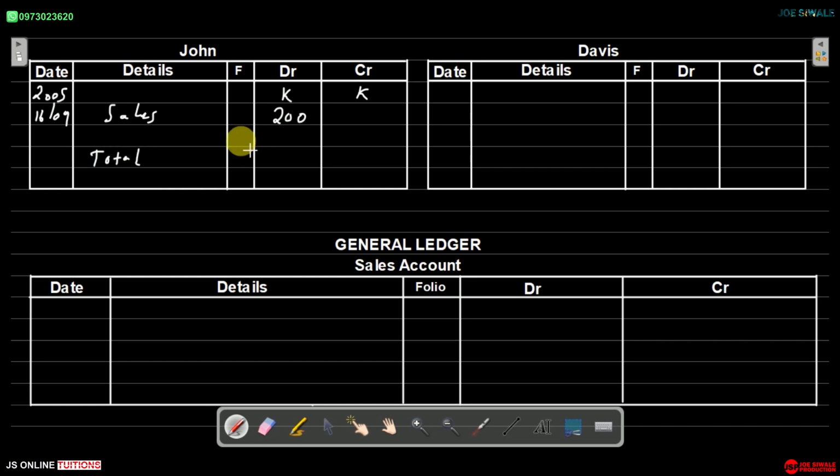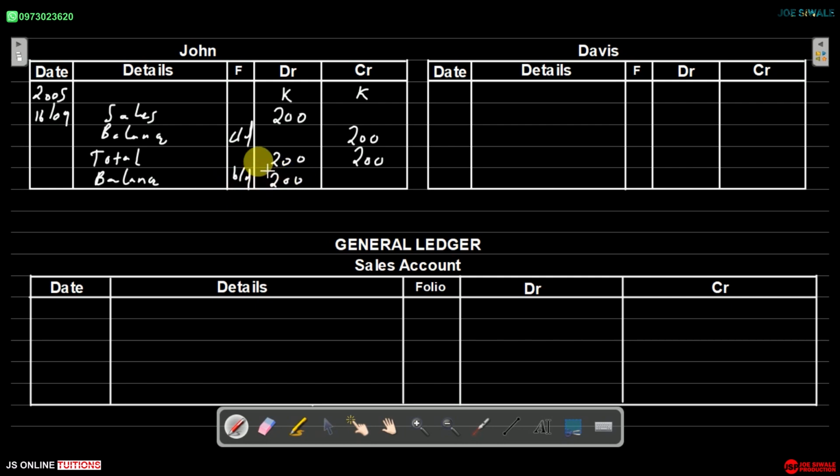So we're going to find our total there. So our total, we're going to have 200 on the debit side and 200 on the credit side. And we're going to find our balance carried down. So we're going to have balance carried down shown on the credit side, then the balance brought down is going to be shown on the debit side as 200.